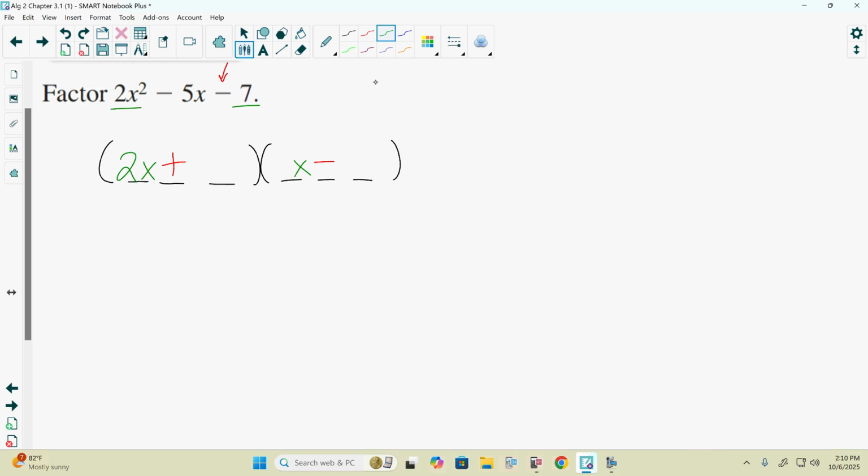Factors of our third term, we're going to look at the factors of 7. And the factors of 7 are what? 1 and? Are there any other factors? Do we want to put the 7 with the 2 or with the x? The x.